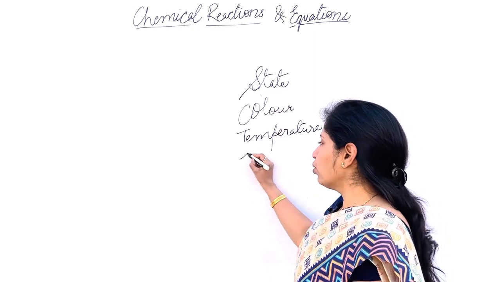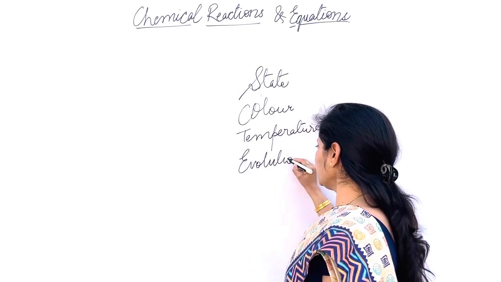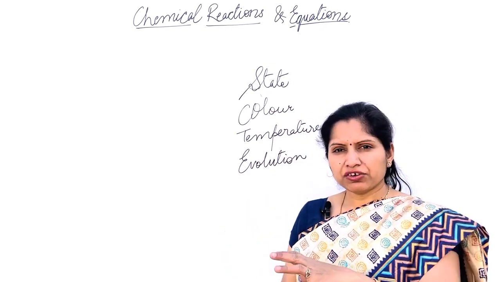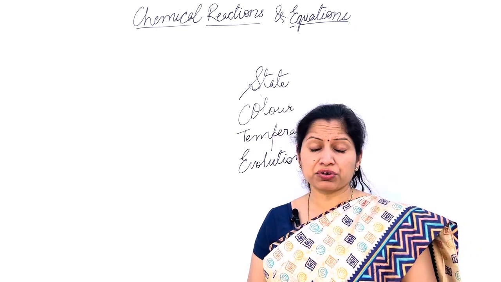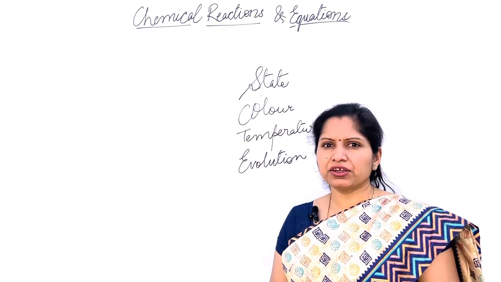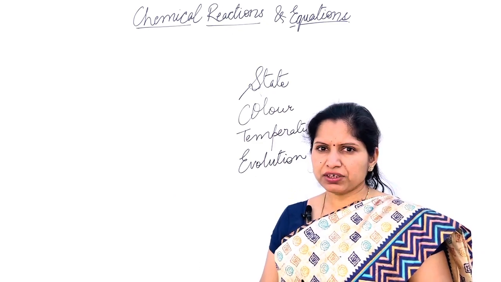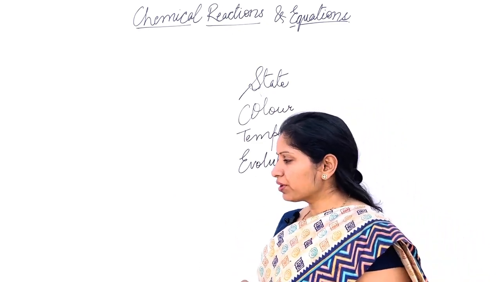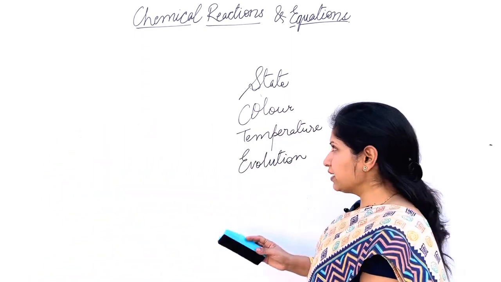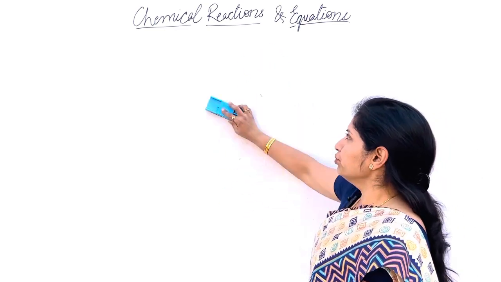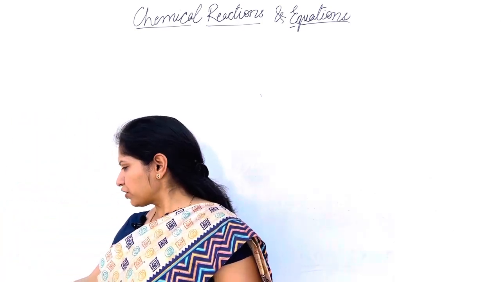And the last thing is evolution of a gas. If a gas is evolving out, then also you can make out that a chemical reaction is going on. If it is carbon dioxide, you can test that the gas coming out is carbon dioxide. If it's hydrogen, then you can make out that hydrogen is coming out because if you bring a burning candle next to it, it will blow off with a pop sound. So you can identify that a chemical reaction is going on by these changes: change in state, color, temperature, and evolution of gas.